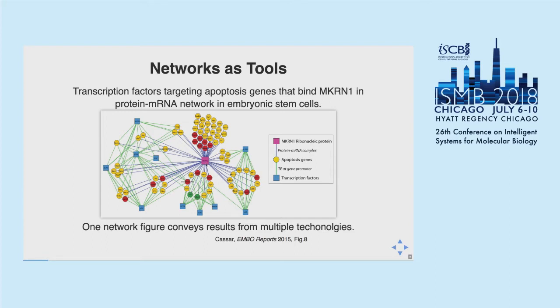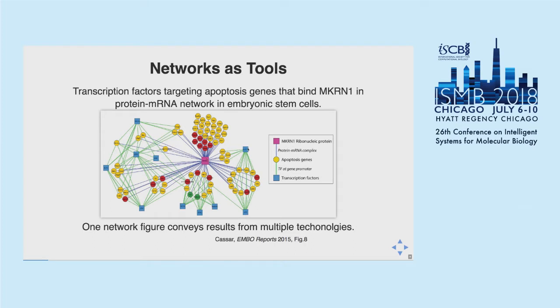So at the center here, there's a ribonucleic protein, a protein that binds to a lot of different mRNAs. The blue interaction lines point to the mRNA. These are the gene labels, and in their mRNA form, they bind to this protein. These are all apoptotic related genes in circles connected here.